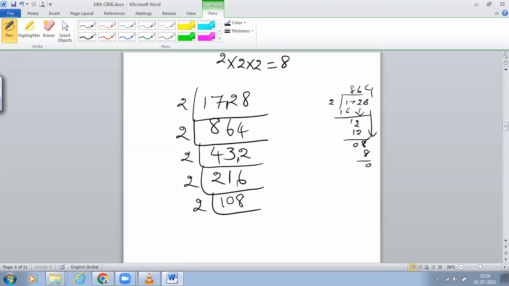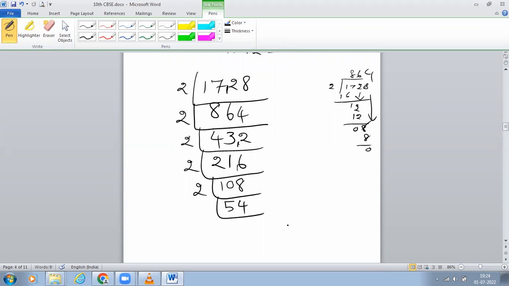Now 2 5s are 10. I'll take these 2 digits. 2 5s are 10. Now 2 4s are 8. So 54. 2 into 54 is 108. Now again 2. Sorry, 54 divided by 2: 2 2s are 4, 5 minus 4 is 1. So 14 is there now. So 2 7s are 14. Now 27 is not an even number.